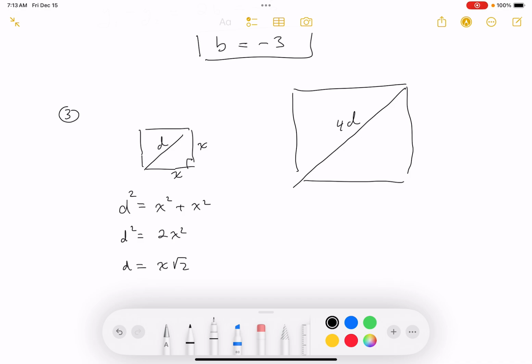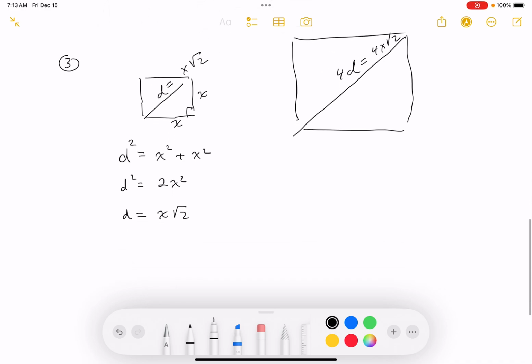So, I know what the d is at this point. The d is x root 2. Let me put this over here. This is what the d is. It's x root 2. So what's the d over here? It's going to be 4x root 2. All right? So, the bottom line is, they want to know the area of these things over here. And I think I could write this down for you. The area of this one over here, the area of the small guy, is going to be just x squared.